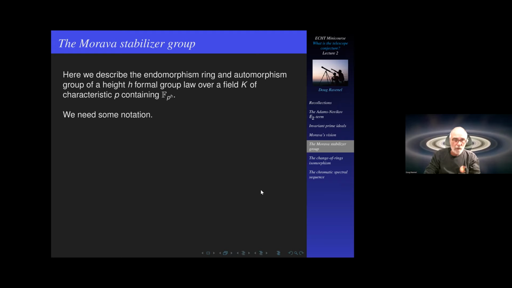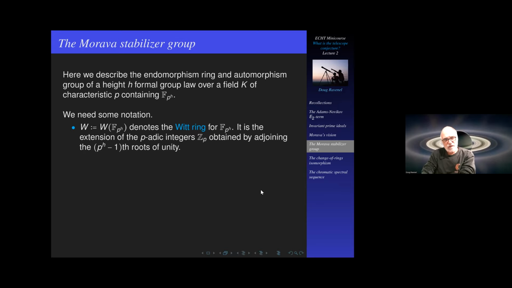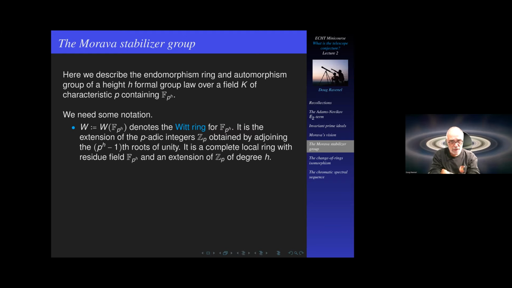W is going to denote the Witt ring for the field F_{p^h}. Now, if h is one, this is the Witt ring for F_p, and that means the p-adic integers. F_{p^h} is an extension of the p-adic integers obtained by adjoining the p^h minus one roots of unity. You adjoin such roots of unity to the p-adic integers and you get this ring, W(F_{p^h}), the Witt ring. It's a complete local ring, its residue field is F_{p^h}, and it's an extension of Z_p of degree h.